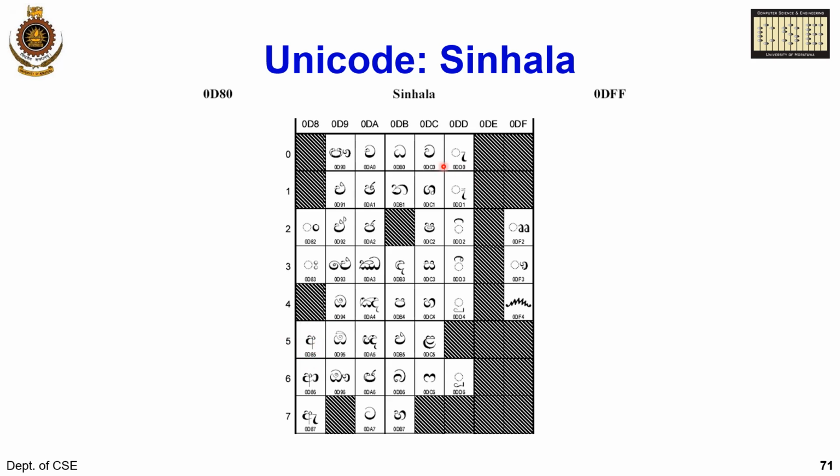And the letter V is 0DC0. 0DC is the column, 0 the row. So like that, this is the range, and as you can see, there is still some room for adding new symbols. So in the space that's allocated for the Sinhala script, we still have some empty slots. If there's a need for a new character, we can still accommodate it.